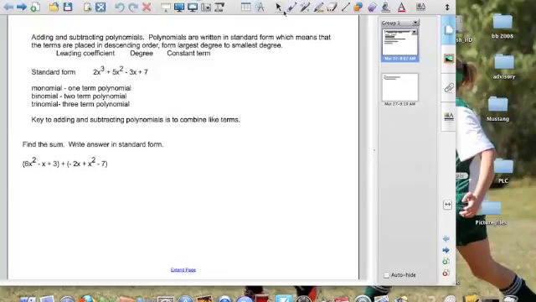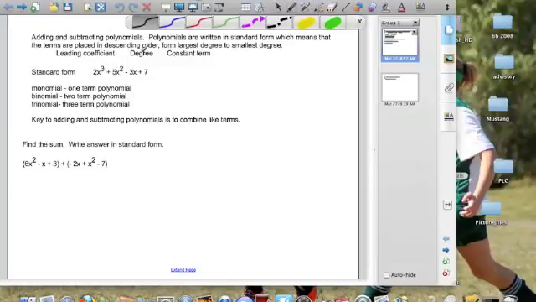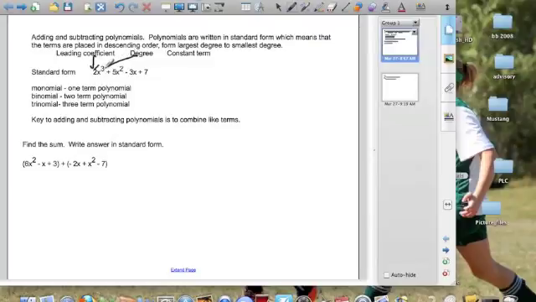Now, some terminology. Standard form is right here: 2x to the third plus 5x squared minus 3x plus 7. The leading coefficient is the number in front of the variable. The degree is the exponent. And then the constant term is this last term. So that's the standard form for a polynomial, and we'll always put our answers in standard form.